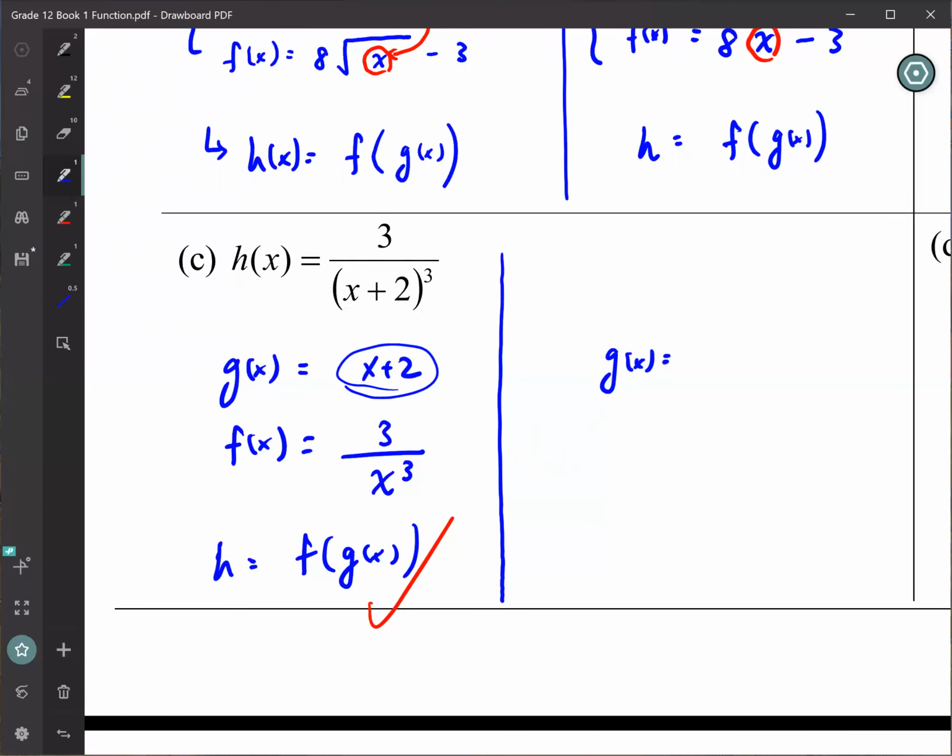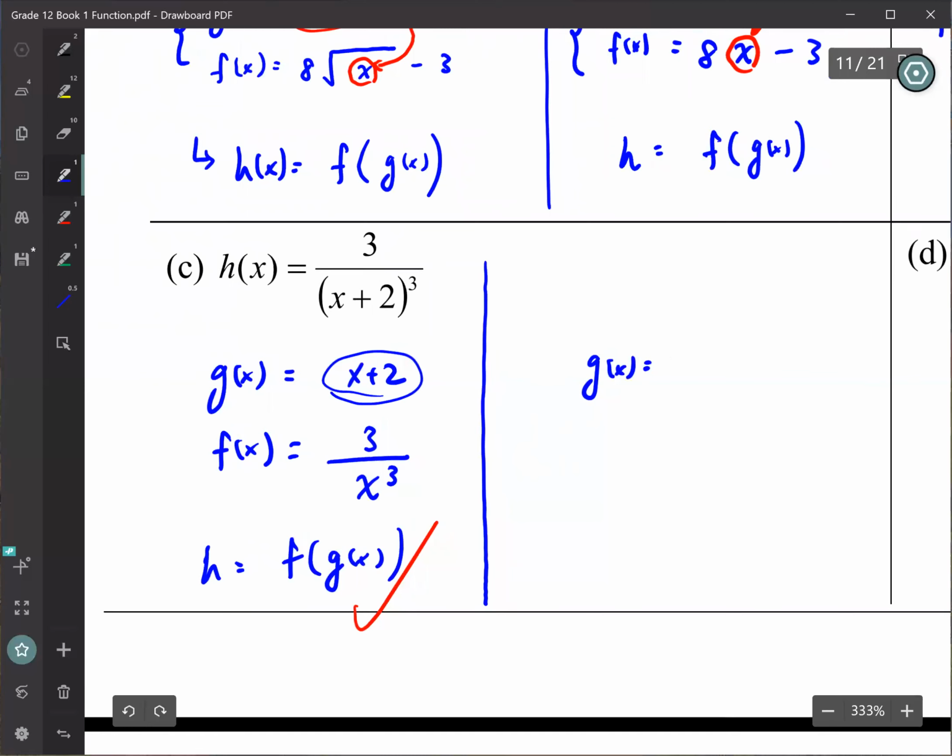I don't know. Not sure? Vicky? How about you, Vicky? What do you think? What's a different choice for this one? x plus 2 cubed. Okay, sure. Okay, we can do x plus 2 cubed.